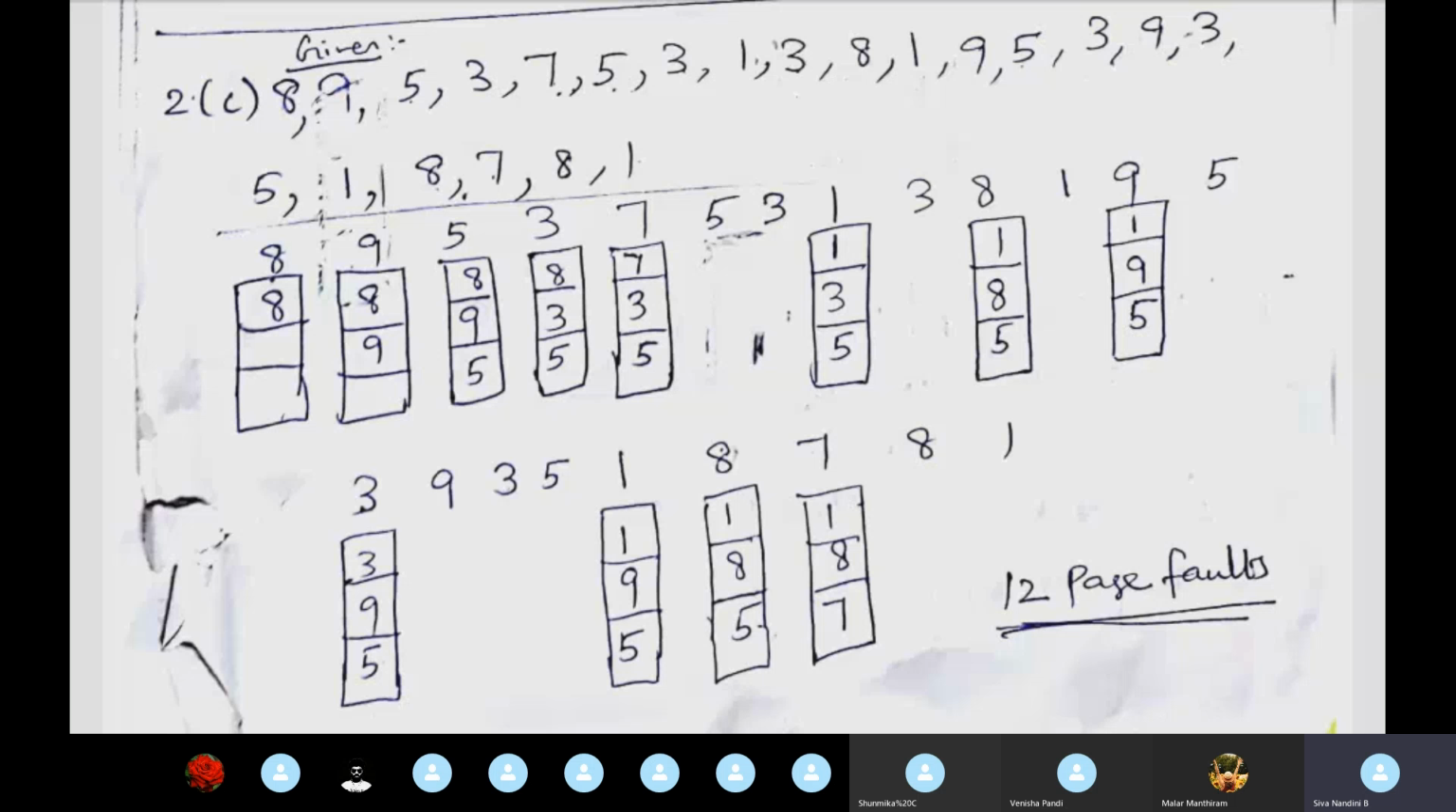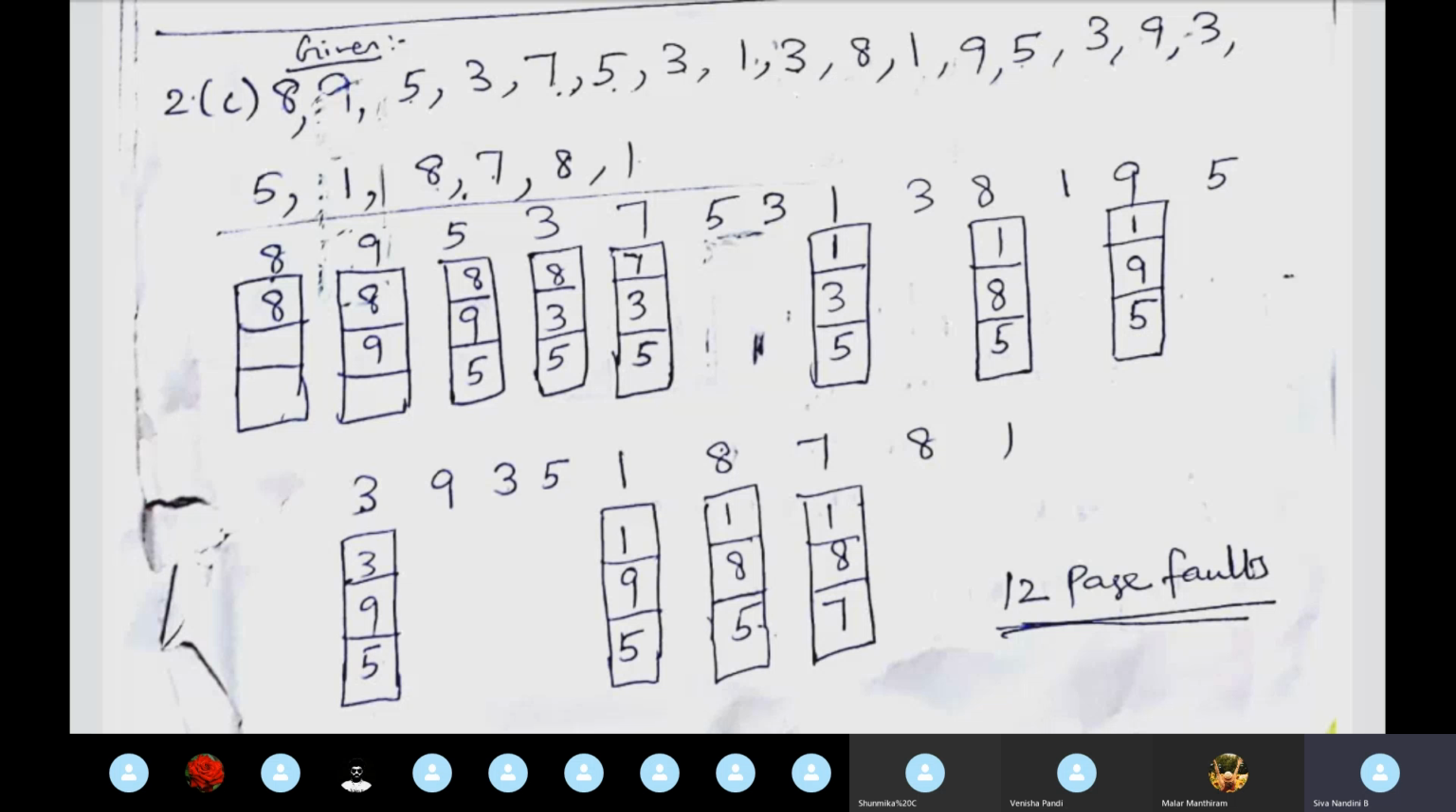After this 3 we have 8, which is not available in the frame, so we shouldn't consider it. Next 1, also not in the frame. And next 9, also not in the frame. Next we have 5. So 3 and 5 shouldn't be replaced. Other than these, what is the page available in the frame? 7.